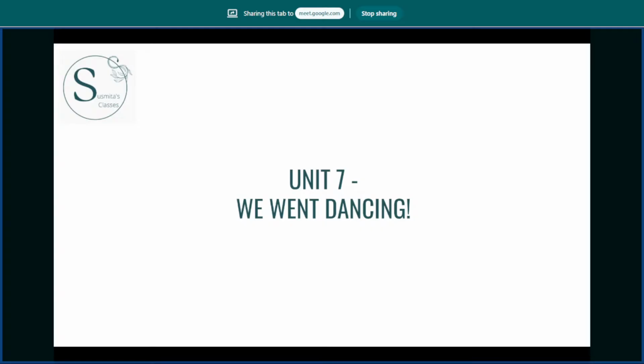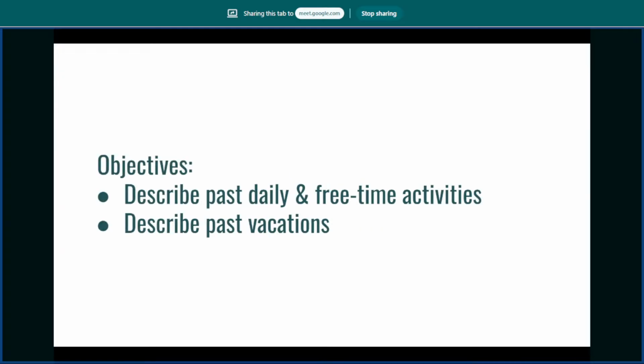So, as I told you, in this unit we are going to look at how to talk about our past activities and our free time activities. So mainly we will see the past tense, the simple past tense. And then in unit number 10, we will see the difference between the present perfect and the simple past tense. And here the main thing we will discuss is how to talk about our past vacations, how to talk about a vacation we took recently.